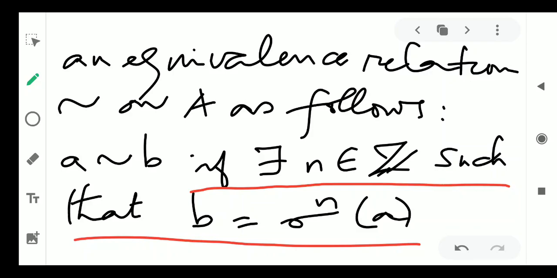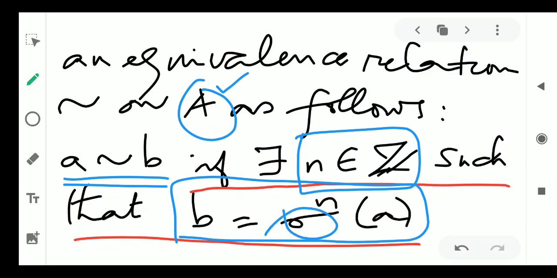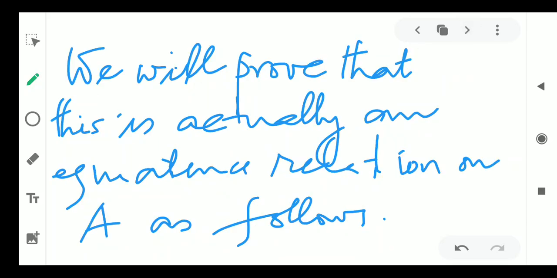If a and b are elements in A, a is related to b if you can find n belonging to Z such that b is equal to sigma raised to n of a. So what are the things to be given? You must be given a set A. You must choose a permutation sigma. With respect to that sigma, we can define an equivalence relation, provided you have n belonging to Z satisfying this condition, b equal to sigma raised to n of a. Such a and b are related. Now we'll prove that this is an equivalence relation, as follows.